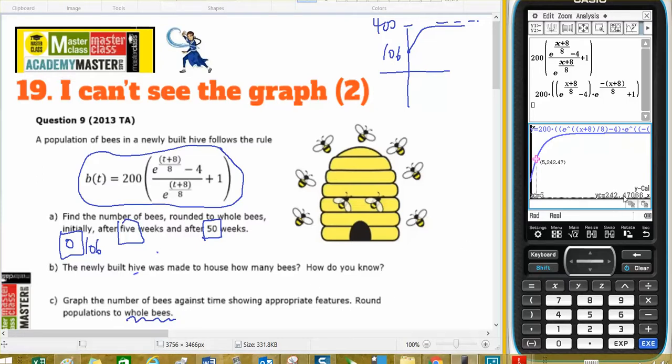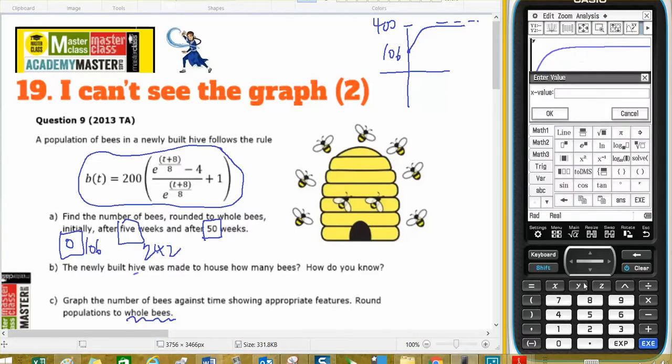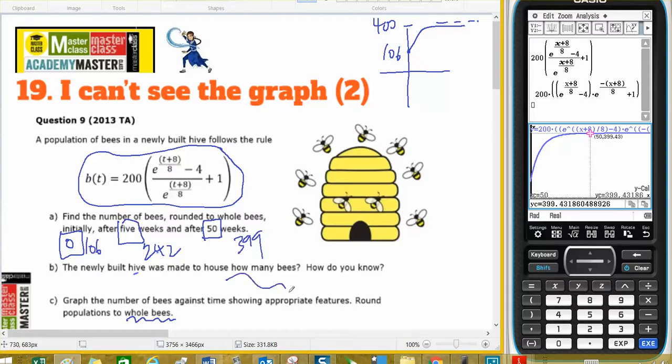So that's going to be 242, and after 50 weeks, that's going to be 399. The newly built, how many does it house? 400, because it's an asymptote at b equals 400.